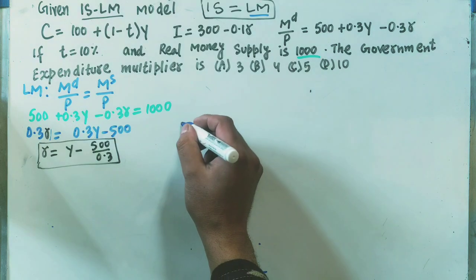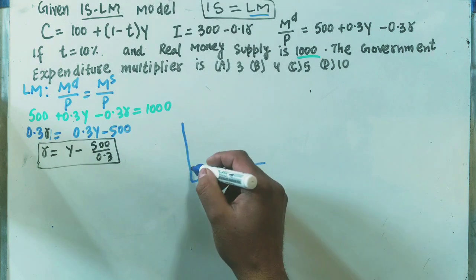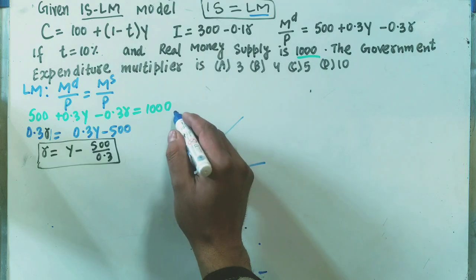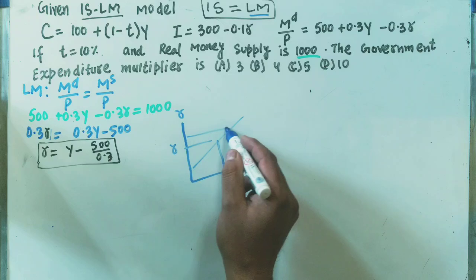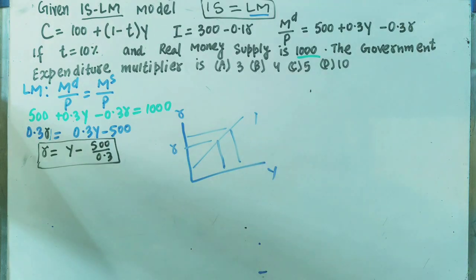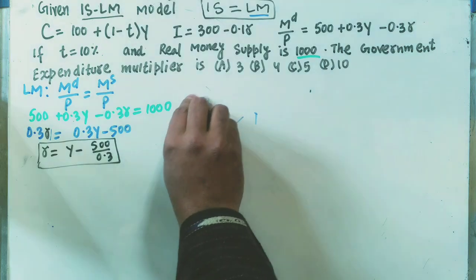I will not go into the detail of what is meant by the LM equation. It shows us different combinations of rate of interest and level of GDP where the money market is in equilibrium. Okay, so taking theory apart, we will solve the numerical.